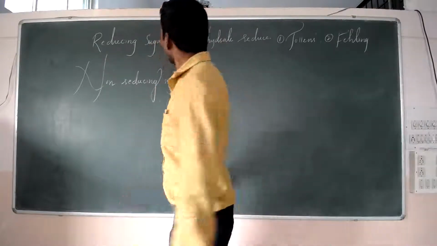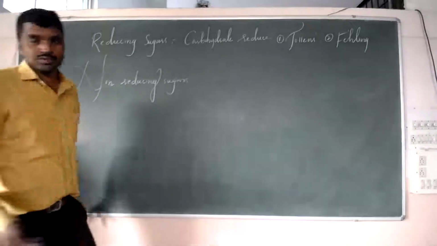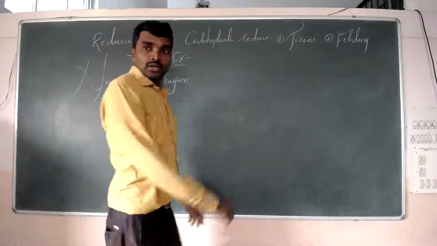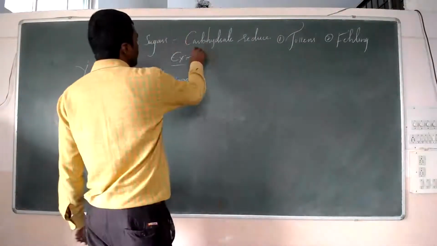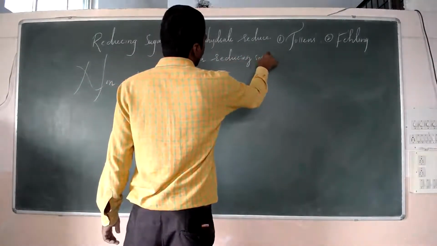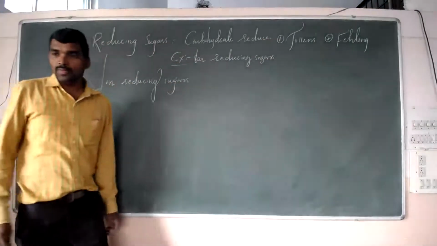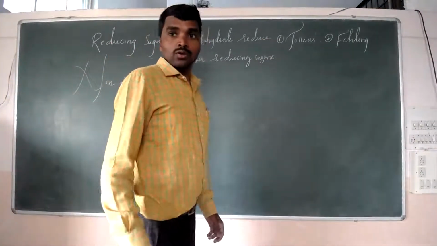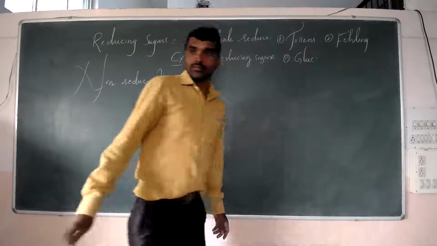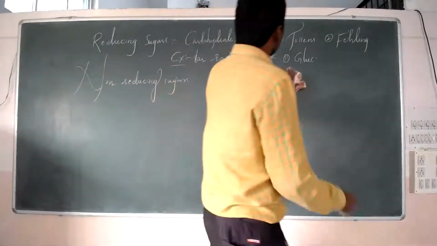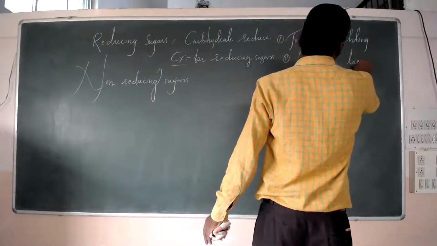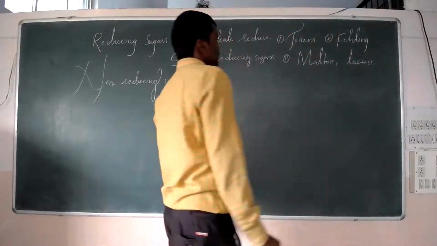Okay. So whatever carbohydrates do not reduce. Sir, examples for reducing sugars. Examples you remember: glucose, maltose, lactose. These are examples.